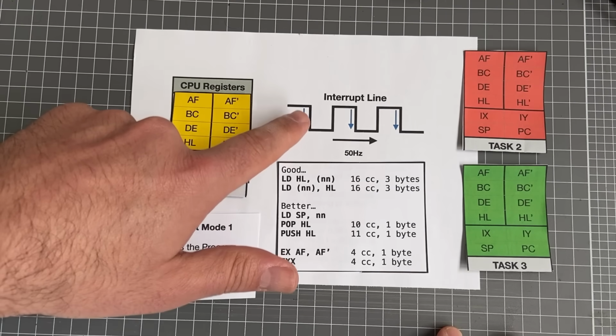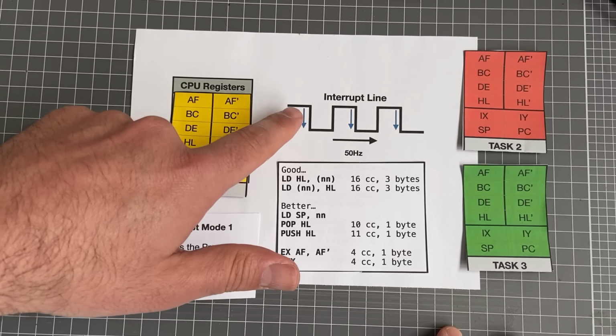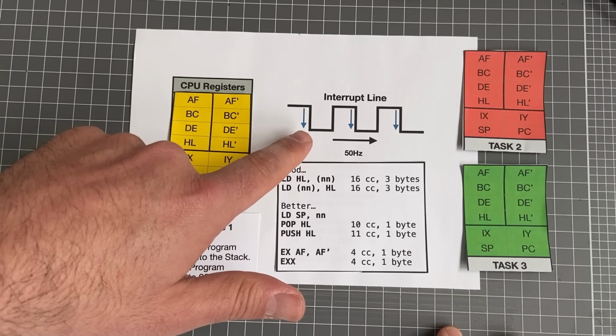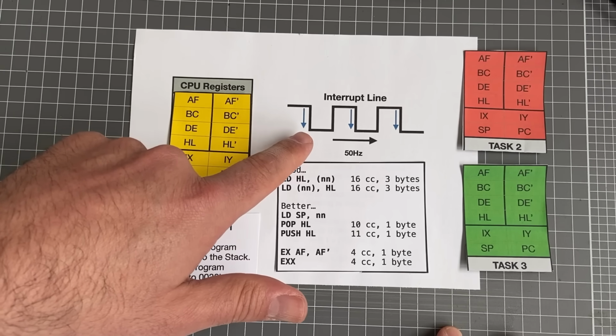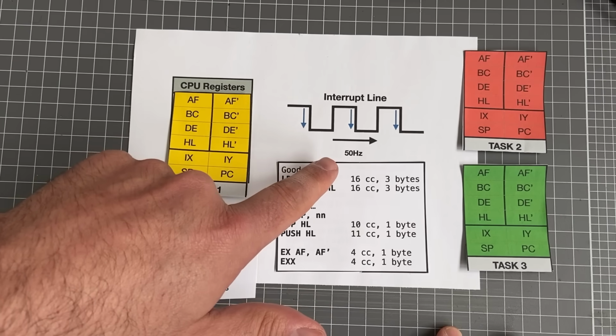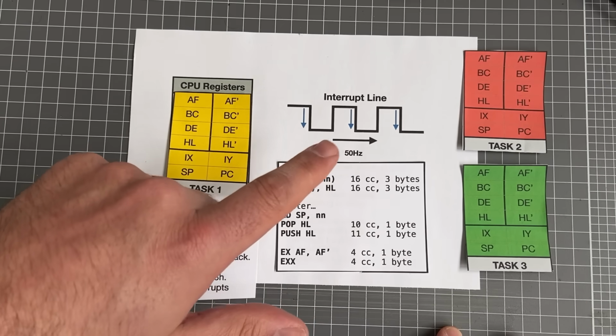And as you can see here, I've got a clock oscillator, or a square wave, that on every low on the interrupt line does get triggered. And the plan is to set that at about 50 hertz. And I'll explain why later.